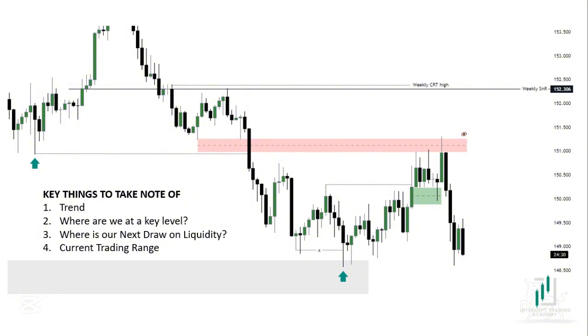And the last thing you have to take note of is your current trading range. Like I outlined in the first example, after the markets took external range liquidity, my attention shifted to our current trading range, where I looked for internal range liquidity, where I'll take a buy to target external range liquidity.